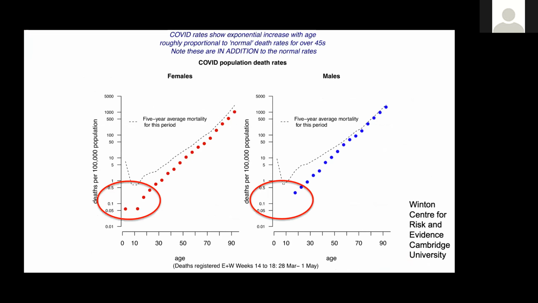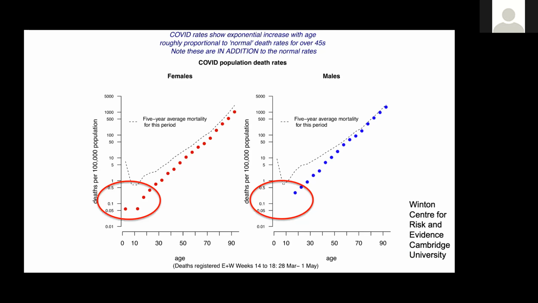So this is an interesting slide from the Winton Center for Risk and Evidence from Cambridge University. On the left, females, on the right, males, and it tracks the 5-year average mortality for the period and reports deaths per 100,000 as a function of age. What it shows in red for females and blue for males is an exponential increase with age that is roughly proportional to the normal death rates, but these are in addition to the normal death rates.